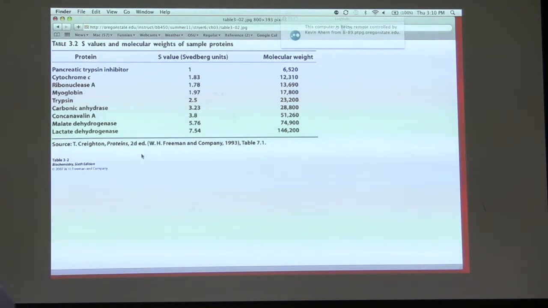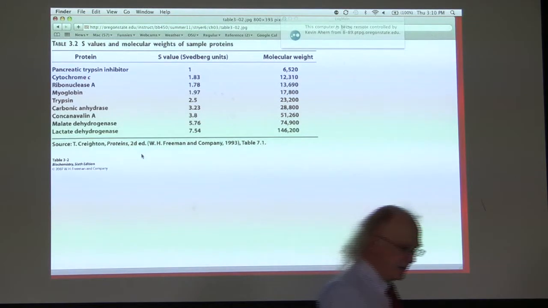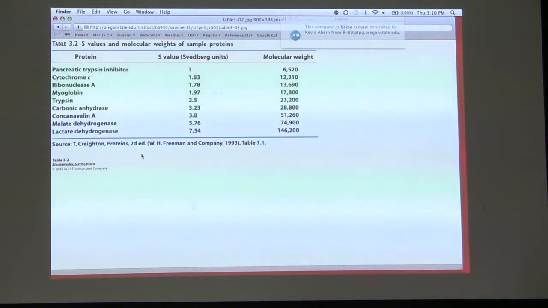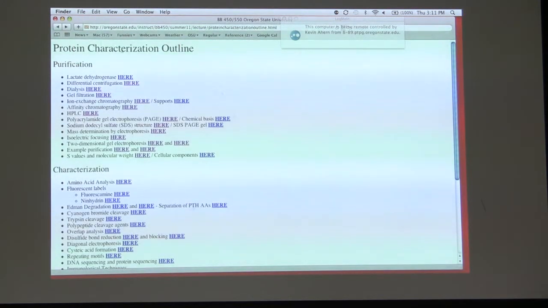S values derive their name from Svedberg, who used centrifuges as ways of estimating molecular size. And so the unit was named in Svedberg's honor. Basically, the larger the Svedberg value, that is the S value, the greater the molecular weight. Okay? There's not a linear relationship, though. So simply, a larger S value means a larger molecular weight, and that's for our purposes all that we really need to know there.